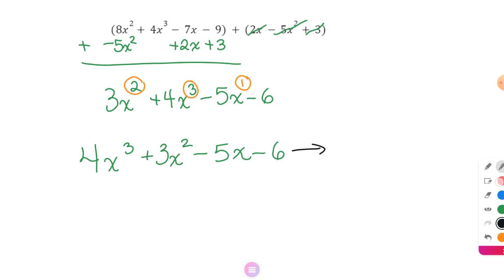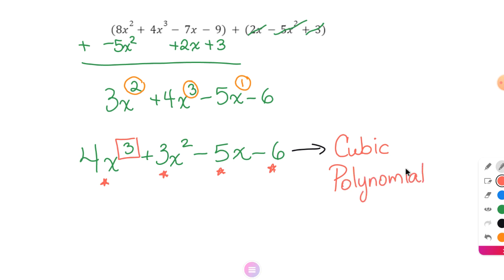So now I may give it some names. My highest degree is 3, so that means it's cubic. And then let's see, how many terms are there? 1, 2, 3, 4. So 4 terms does not have a special name, it's just a polynomial. All right, there we have it.